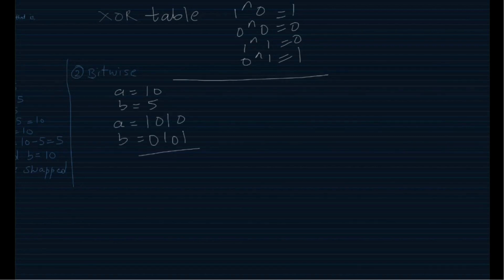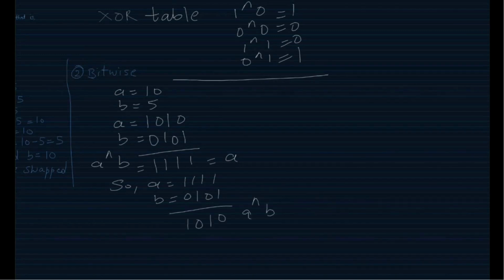We can write A as 1010 and B as 0101. If we take A XOR B, that will be 1111, and then we will assign it to A. So the current values are A is equal to 1111 and B equal to 0101. Let's take A XOR B again. That will be 1010 and we will assign that to B.